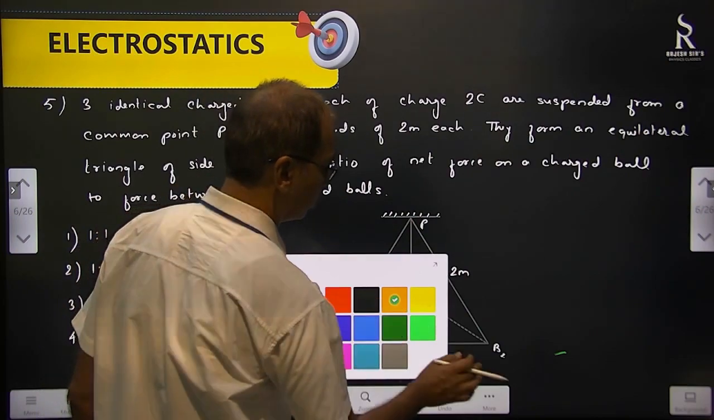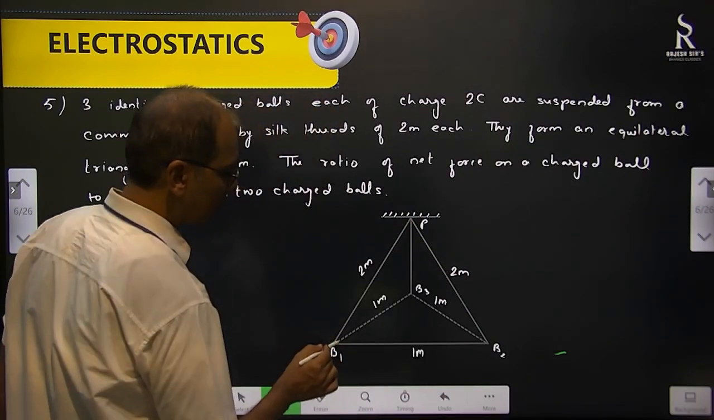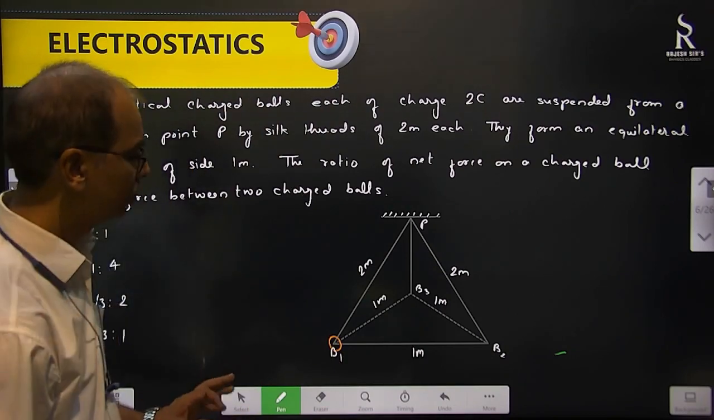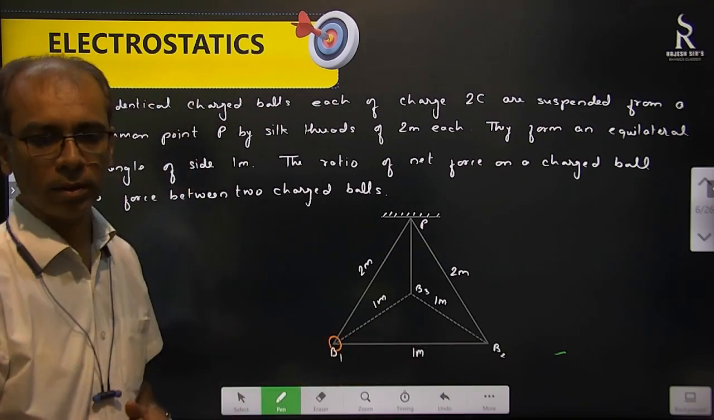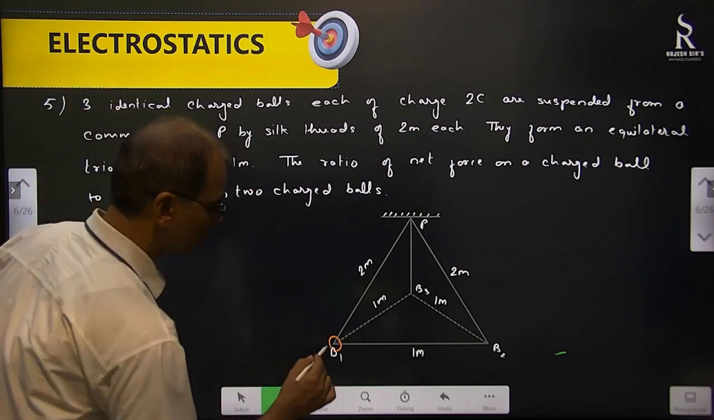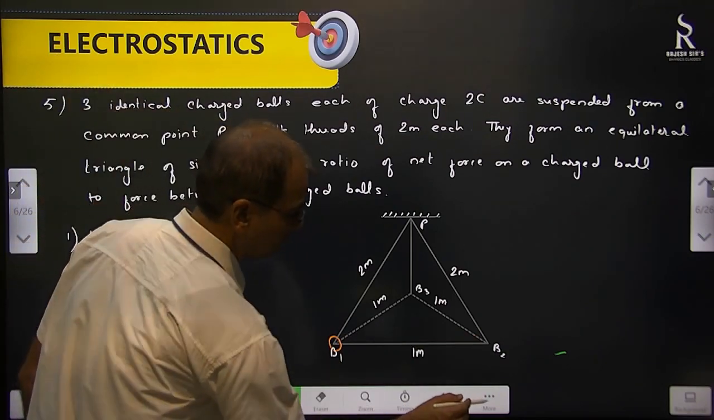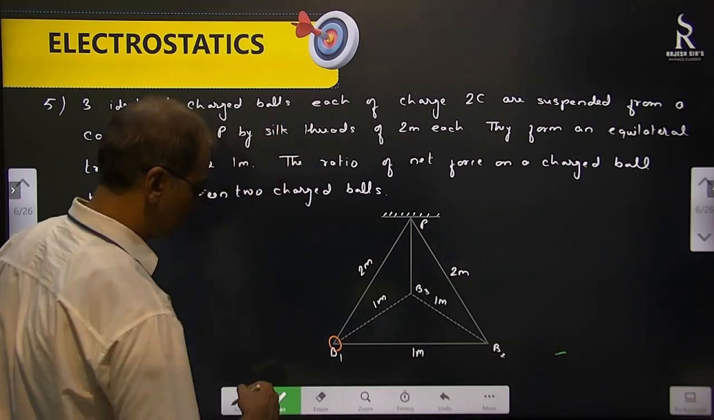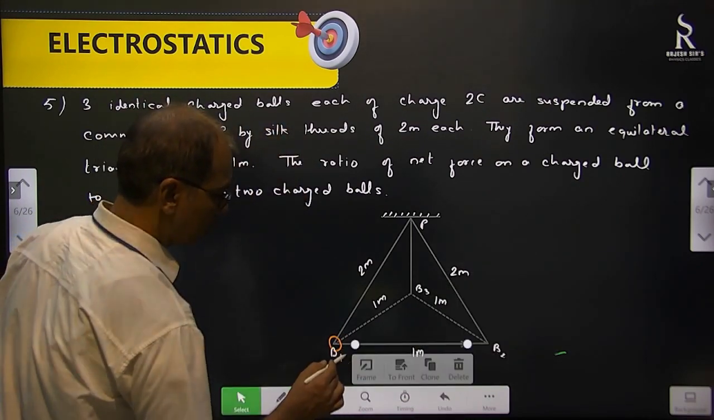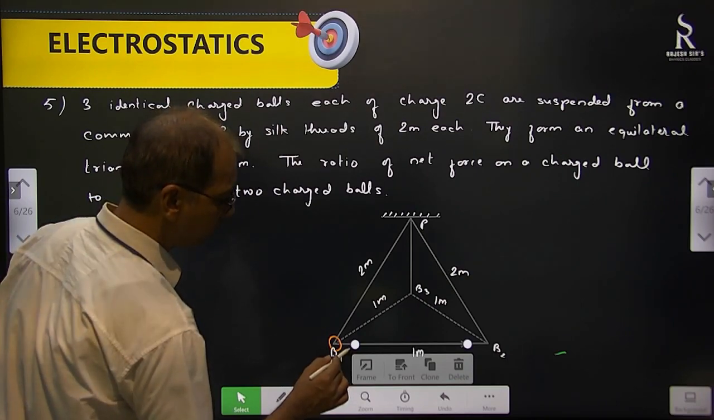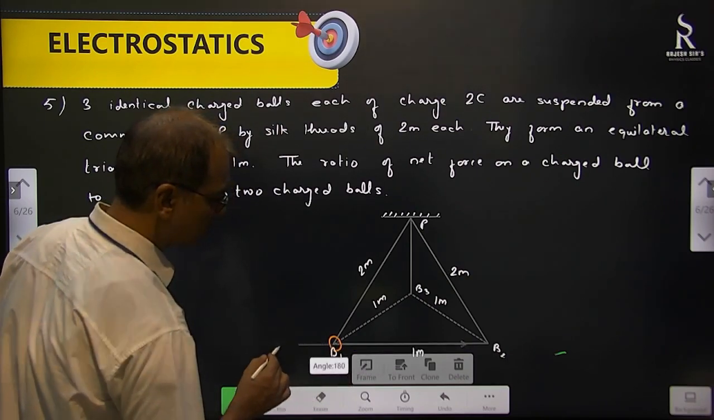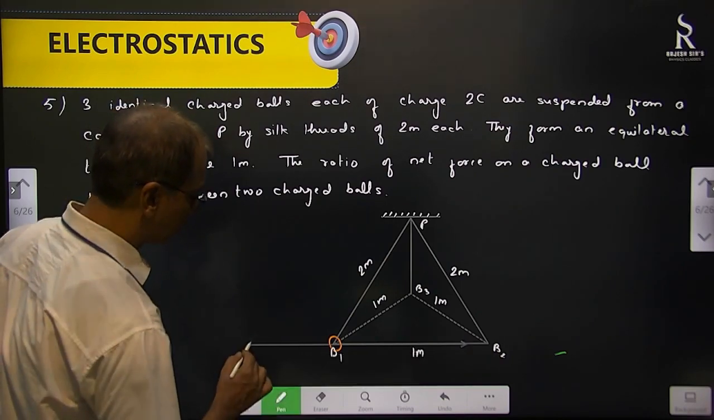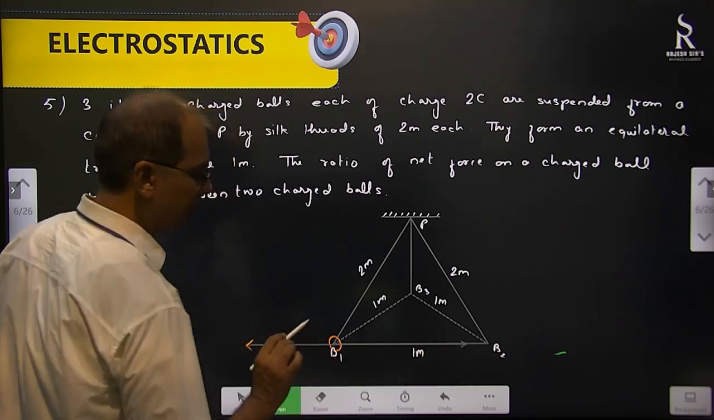So suppose now I am going to talk about B1, and first I am going to talk about the net force. Now who is applying the force? Let's say B2 is applying the force. Which direction? We know which direction it will be, right? The direction is this. In this direction, B2 is applying force on B1.